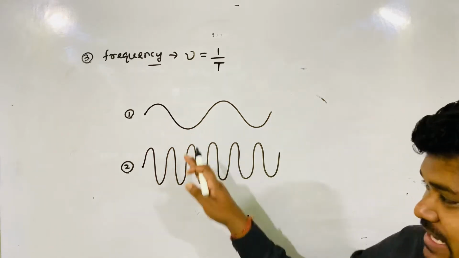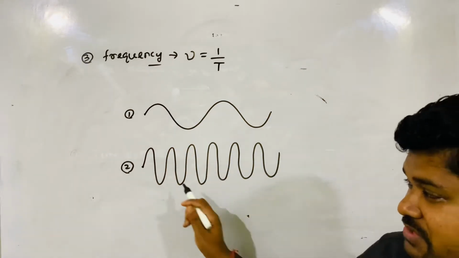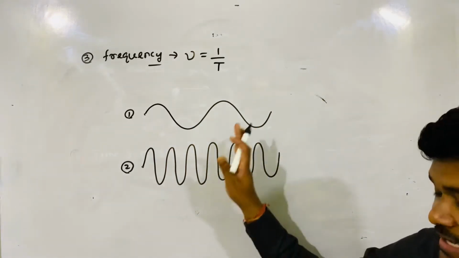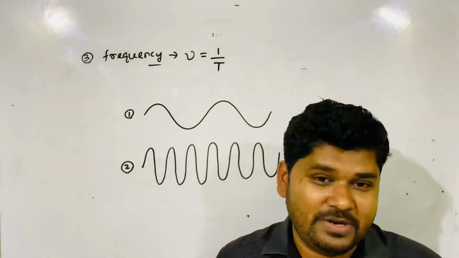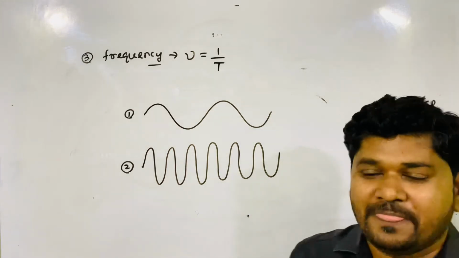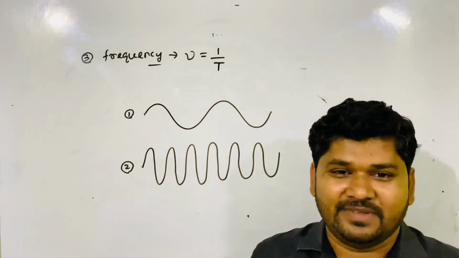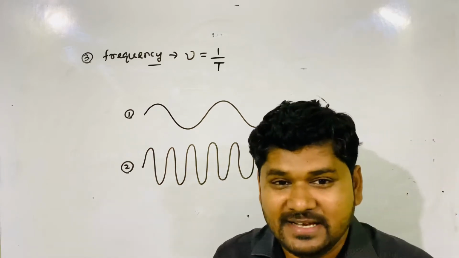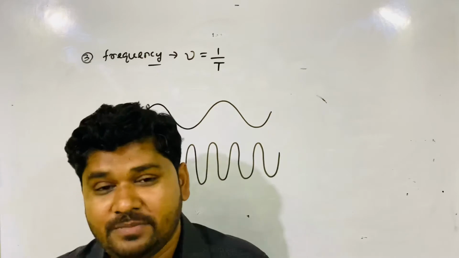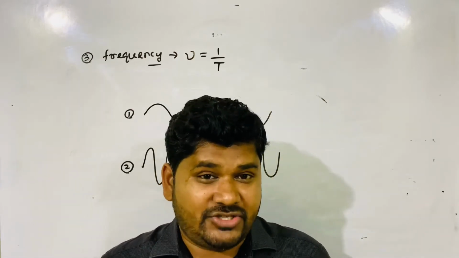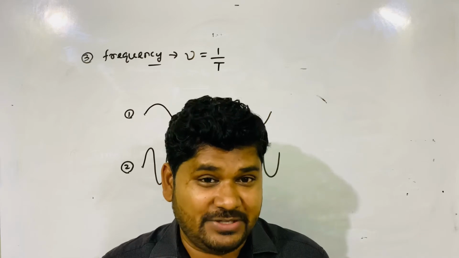Obviously, in the same time, through this point, how many waves pass? Obviously more waves pass in the second case. So frequency is high in which case? Second case. Frequency is the number of waves per unit time.